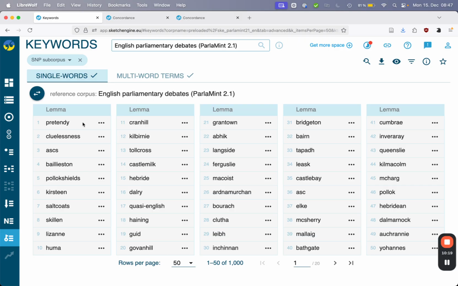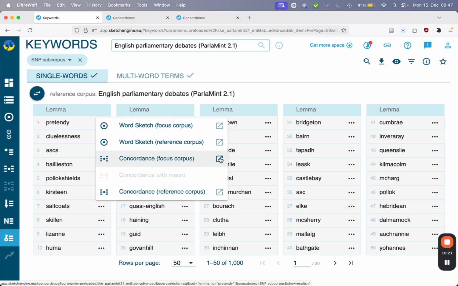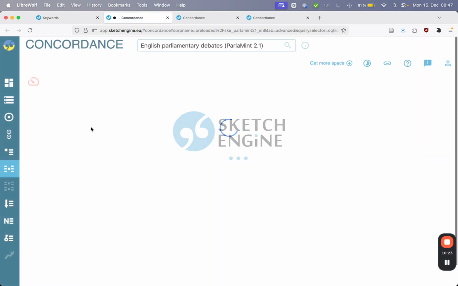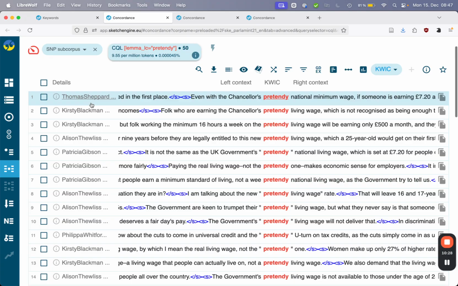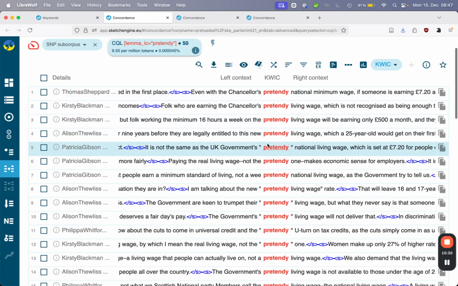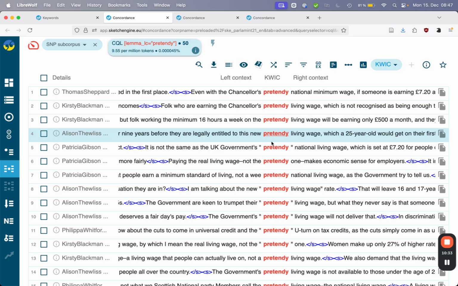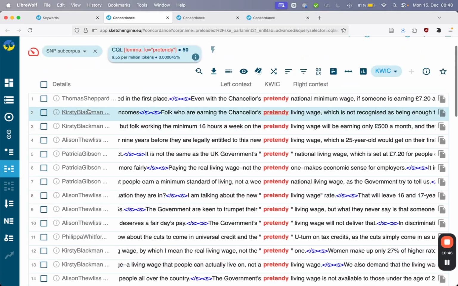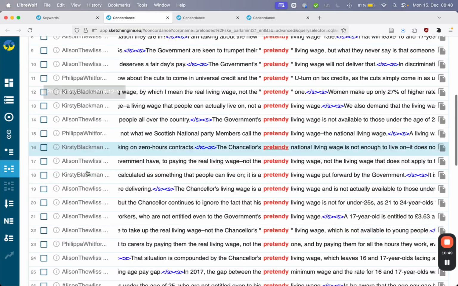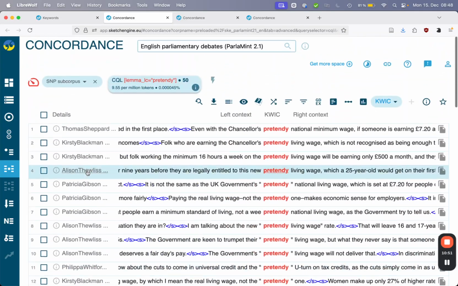So we've got pretendy. I'm not sure if that's a place or if that's a dialectal use. So it's a way to make an adjective from pretend, and it's obviously sort of taking the mick of saying it's not really a living wage. It's a living wage. It's a pretendy living wage. This may be a dialectal form that I'm not familiar with, and we can see that it's just a few individuals that use this particular form.